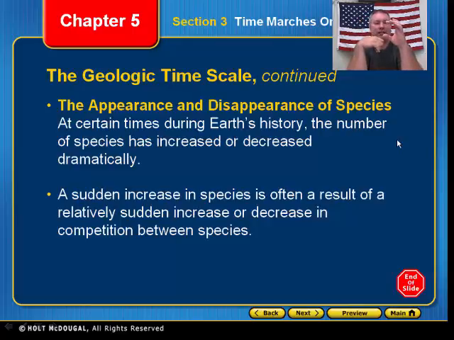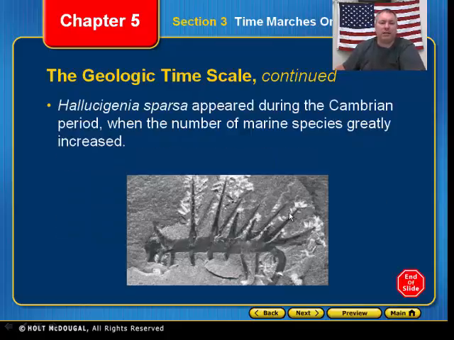Something had to happen to this rock layer at the end of this rock layer for them not to be there, because otherwise they'd be there. Or if the opposite is true, if there was none here and all of a sudden there's a whole bunch here, then we know that there was a sudden increase in the species as well, and something had to have happened that caused that sudden increase in the species.